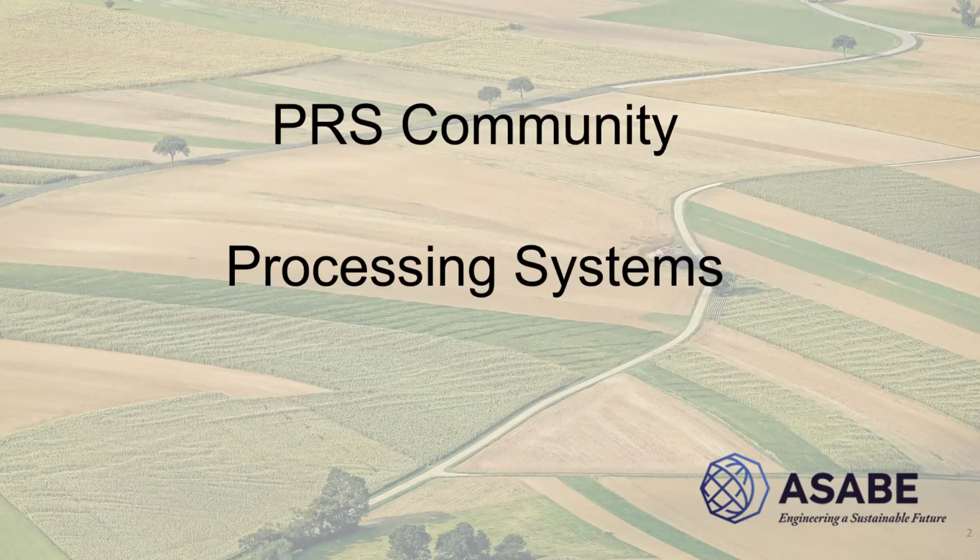So PRS stands for Processing Systems. ASABE transitioned to the 9 communities back in 2014, which was just before I came. So sometimes reference is made to the past designation, which was FPE, Food Processing Equipment. So some of you who have been here for some time may remember that.